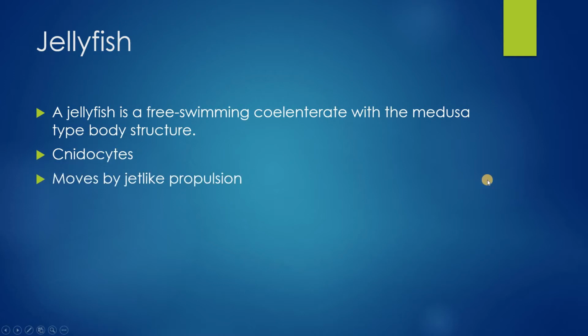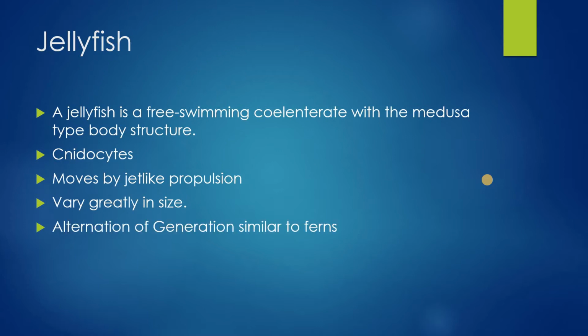It moves by jet-like propulsion. They actually have the ability to push or siphon water through their bodies, similar to octopuses, and produce a movement like that. So, of course, you can have a bunch of different sizes of jellyfish, from very tiny ones to very large ones. Now, they have an alternation of generations similar to ferns. I'll show you in the picture in just a little bit, but that's what it's called. Alternation of generations just simply means in one life cycle you take on multiple forms.